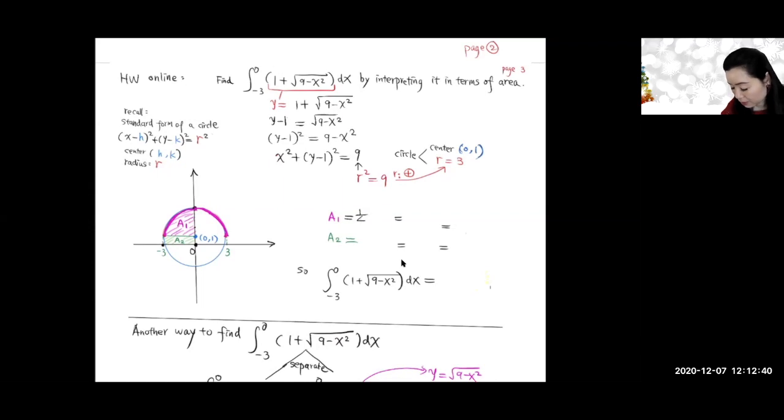Okay, let me erase this. So that will be 1/4 of this circle, right? And that circle has radius 3. So the area for the circle is pi times 3 squared. A quarter of that will be 9 pi over 4. Now what about A2?